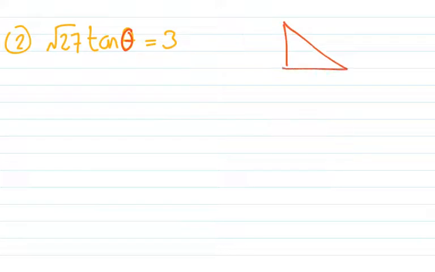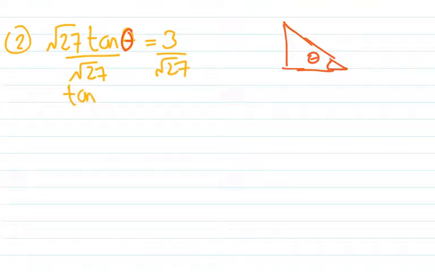All right, number 2. Root 27 tan theta equals 3. This symbol here, theta, is just another way of saying an angle measurement. So instead of saying calculate angle X, I'm saying calculate angle theta. The first thing I need to do is get tan theta by itself. So I need to get rid of that root 27. So I'm going to divide both sides by root 27. Now I'm left with tan theta equals 3 over root 27.